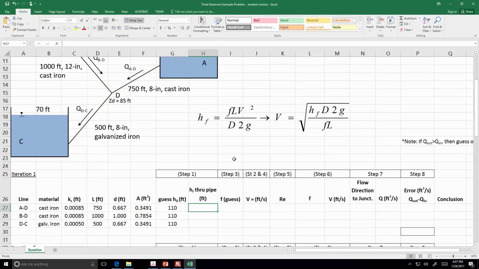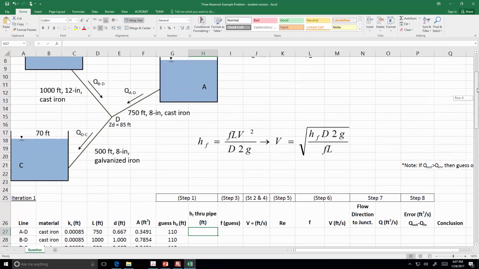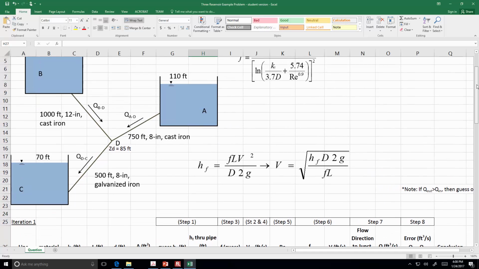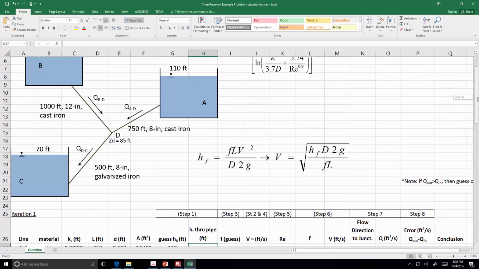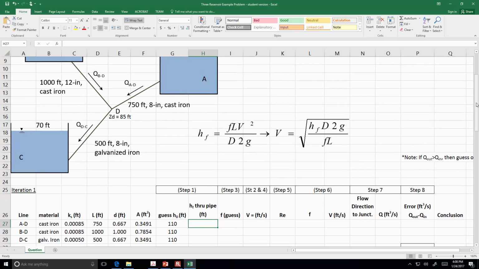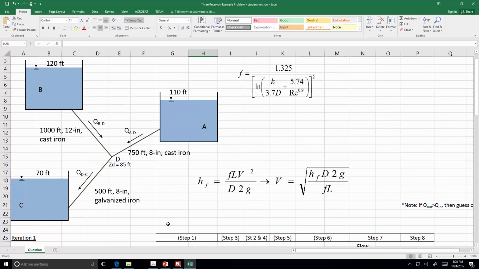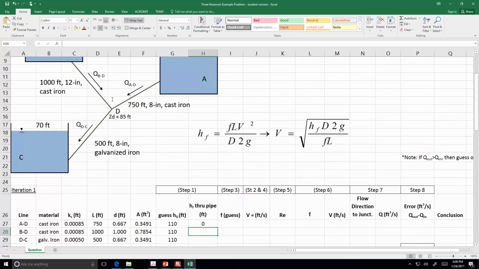Now the head loss through the pipe. This is where we have to think a little bit and look at the drawing here. Okay, so the pipe we're talking about is AD. So AD, the calculation I should do for that is going to be 110 minus our guess value. So there's no head loss through pipe AD if the head at D is 110.